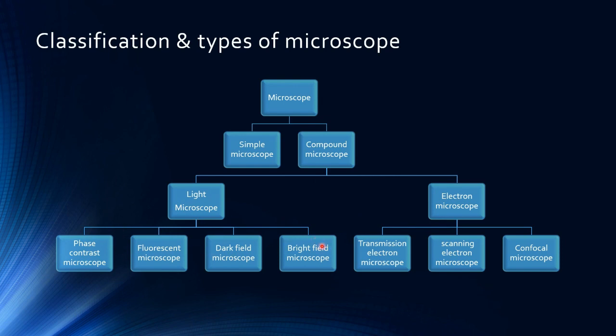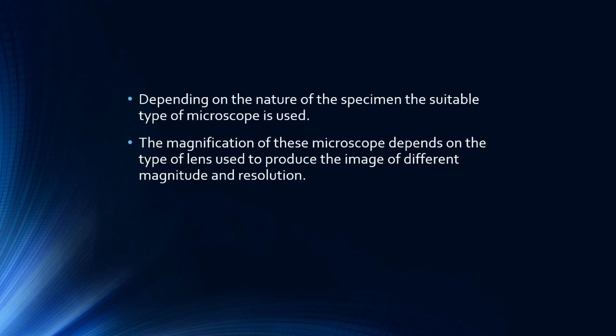There are four types of microscope which come under the light microscope, which include phase contrast microscope, fluorescent microscope, dark field microscope and bright field microscope. You have three classifications under the electron microscope, which include transmission electron microscope, scanning electron microscope and confocal electron microscope. Each of these types of microscopes has specific usage depending on the nature of the specimen and the type of microscope employed. The magnification of these microscopes depends upon the lens, which produces different images with different magnitude and different resolution.